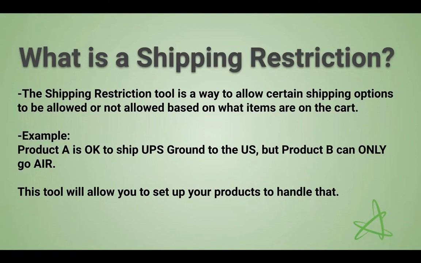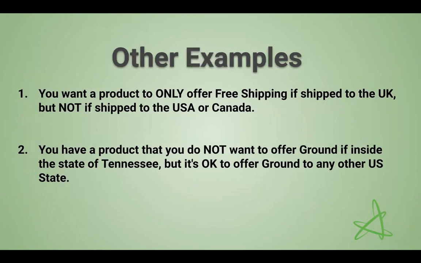With that said, I have a couple other examples of how I've seen people use this. Example one on this list: if you want a product to only offer free shipping if it's shipped to the UK, but not if it's shipped to the US or Canada, you can do stuff like that. Another example is if you have a product that you do not want to offer ground if it's in Tennessee, but it's okay to offer ground to any other US state, you could do stuff like that.